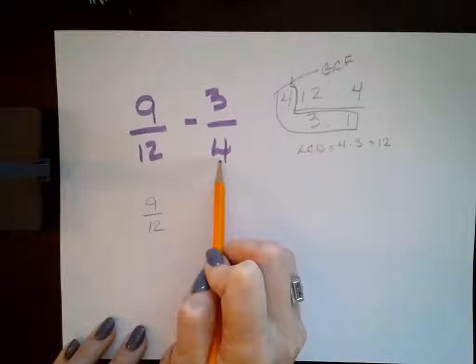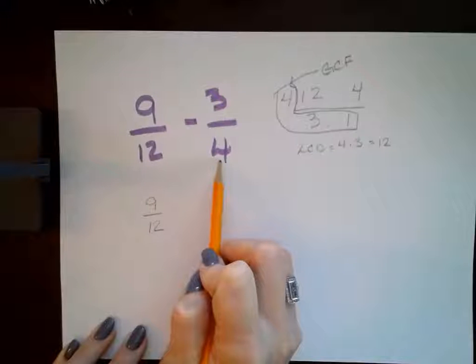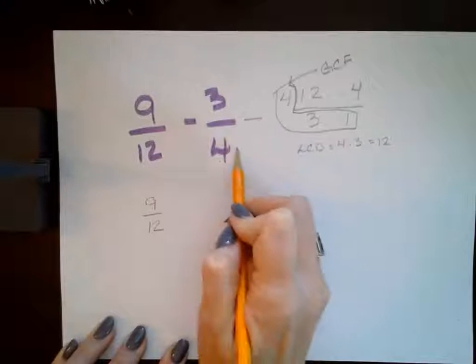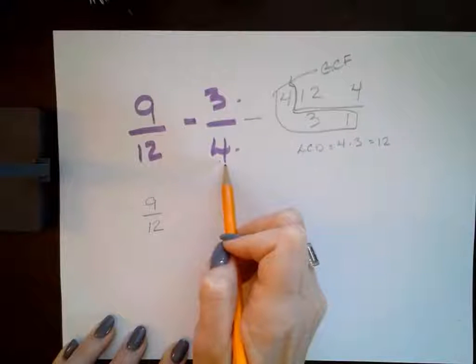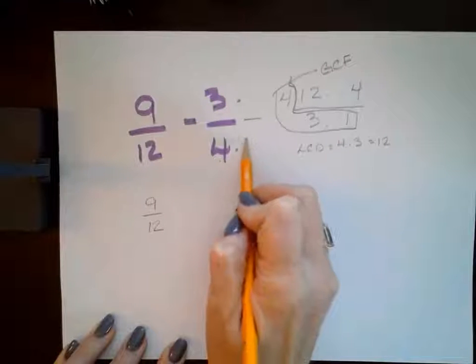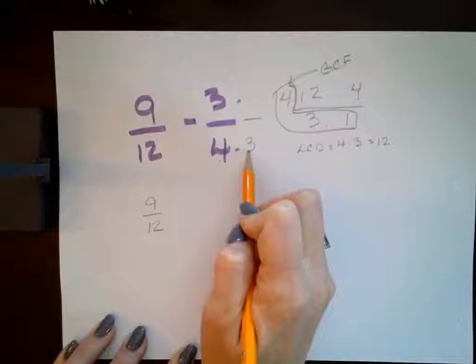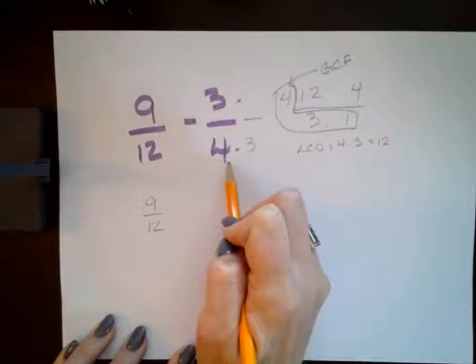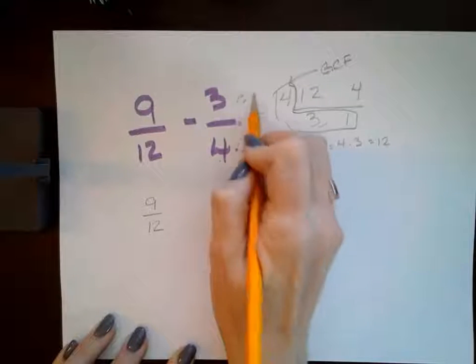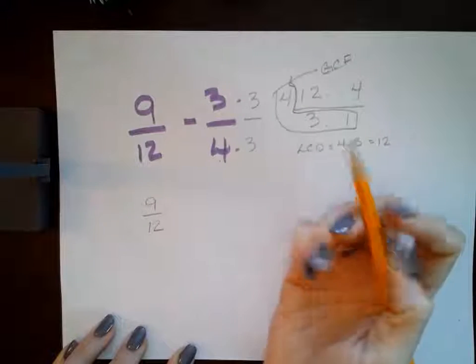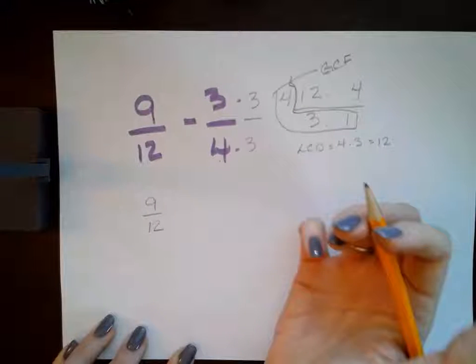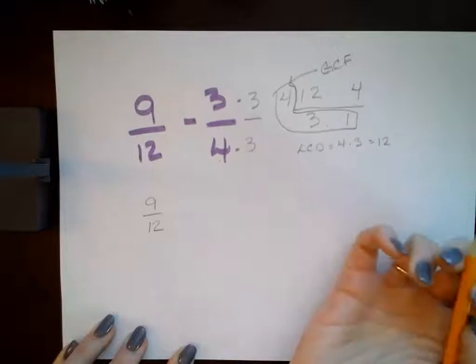Unfortunately, we don't have a denominator of 12 here, so we need to make it. So we ask ourselves, what number do we have to multiply 4 by to get 12? And the answer is 3. Whatever we multiply the denominator by, we must also multiply the numerator by so that it doesn't change the value of our fraction. So it's still going to represent 3/4 of our whole.